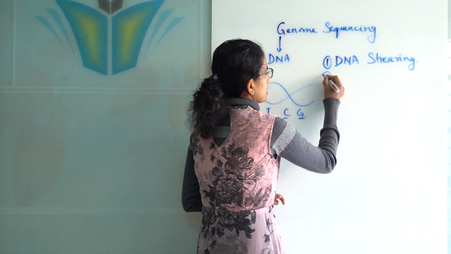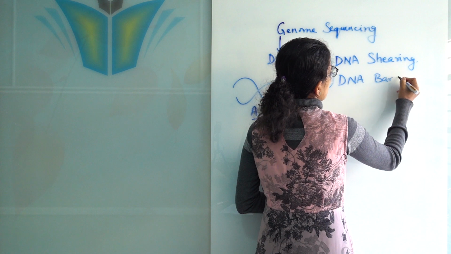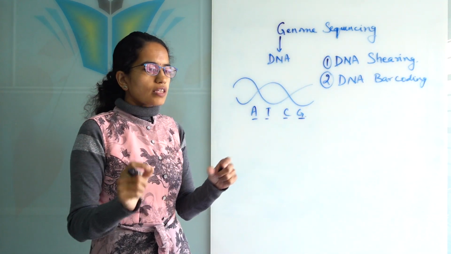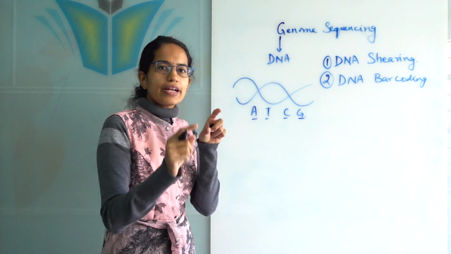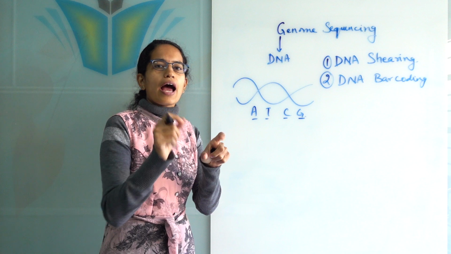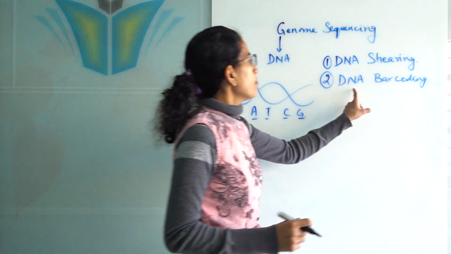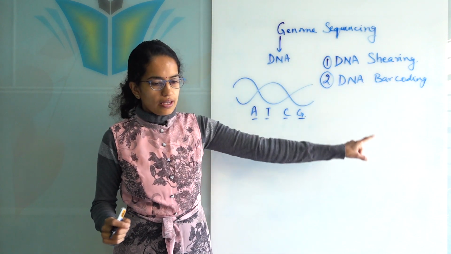And the second stage is DNA barcoding. Now what is barcoding? Assume that you go to a store and you see a product. On the product there would be a barcode. Now this barcode helps you identify the product, and you need not have each individual product labeled. So DNA barcoding works in a similar way.